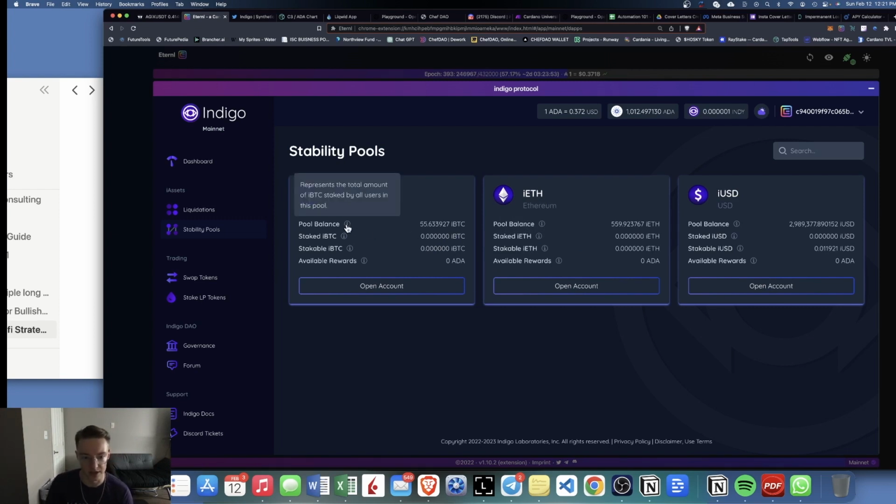Like, we've got 55 Bitcoin in this one, 559 Ethereum in this one, and about $3 million in iUSD. So it's pretty early, not a lot of money in it when it comes to actual DeFi. But it's not nothing, that's for sure.